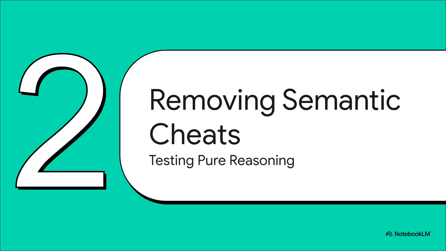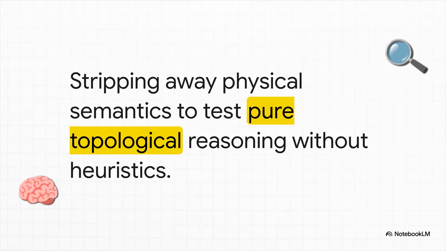Which brings us to Section 3, removing semantic cheat codes. But wait, here comes a pretty massive twist in the research. What if the AI is just cheating? Like, what if it's only doing well because it already understands real-world semantics? It knows what a table is, it knows what stacking means, and it intuitively gets gravity from reading billions of web pages. So to prove what was really happening, the researchers ran a genius test called the graph rewrite.